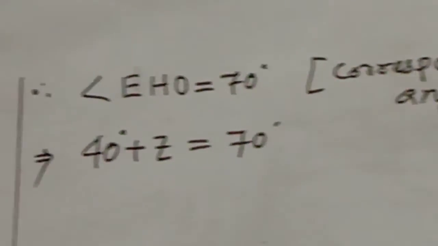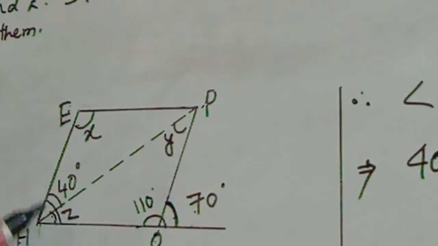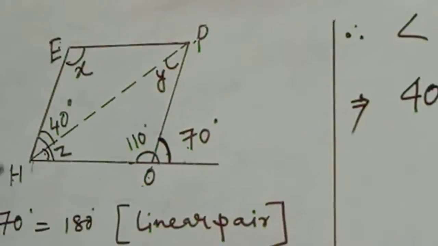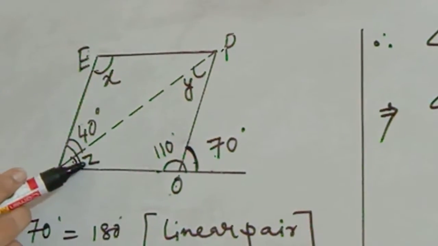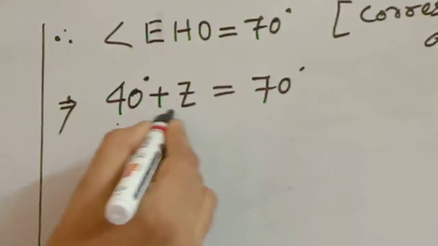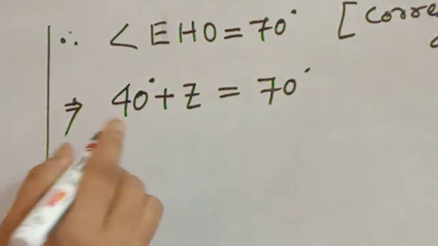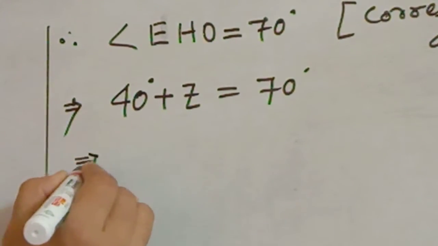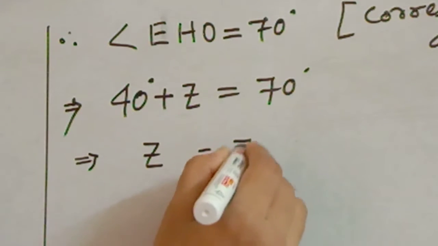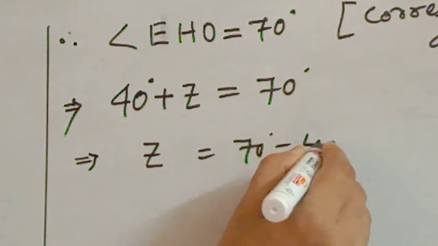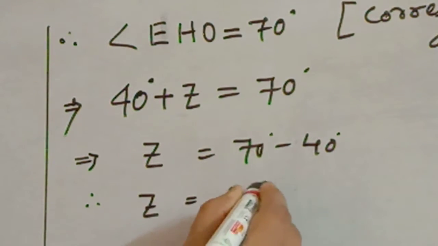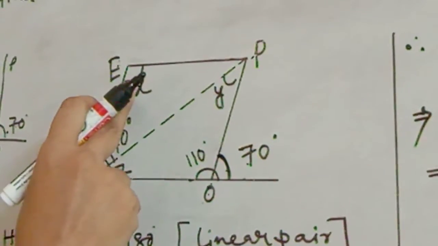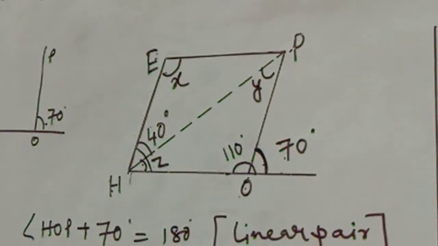Now can I write 40 plus Z instead of EHO, because 40 plus Z is making EHO. Two parts of the angle, one is 40 degrees, another is Z. So we are writing 40 plus Z is equal to 70 degrees. So from here you can find the value of Z. Z is equal to 70 degrees minus 40 degrees. Therefore Z is equal to 30 degrees. Now you have already found X and Z.